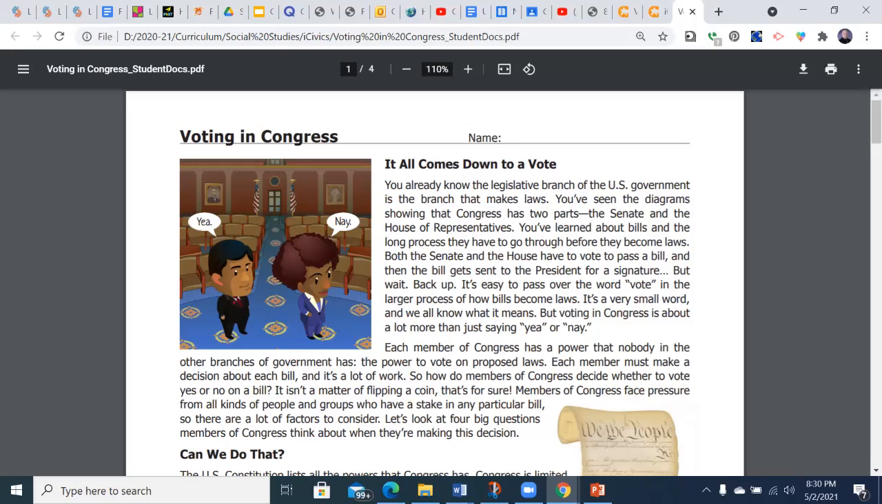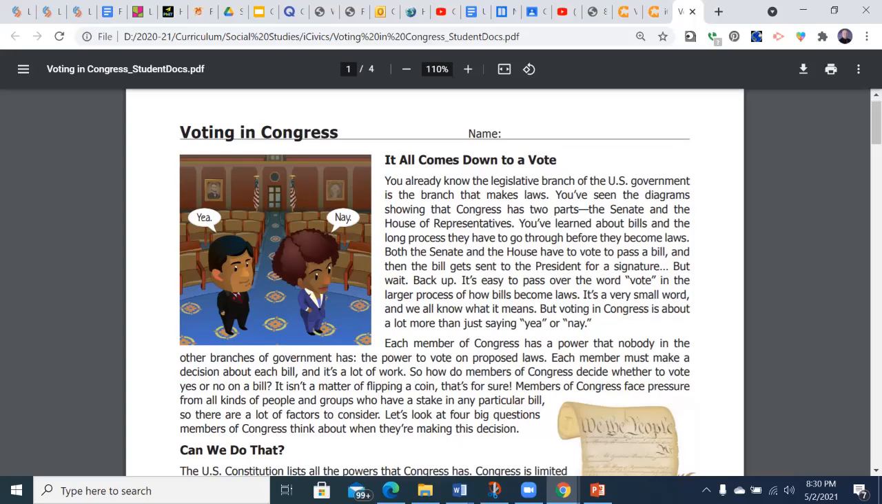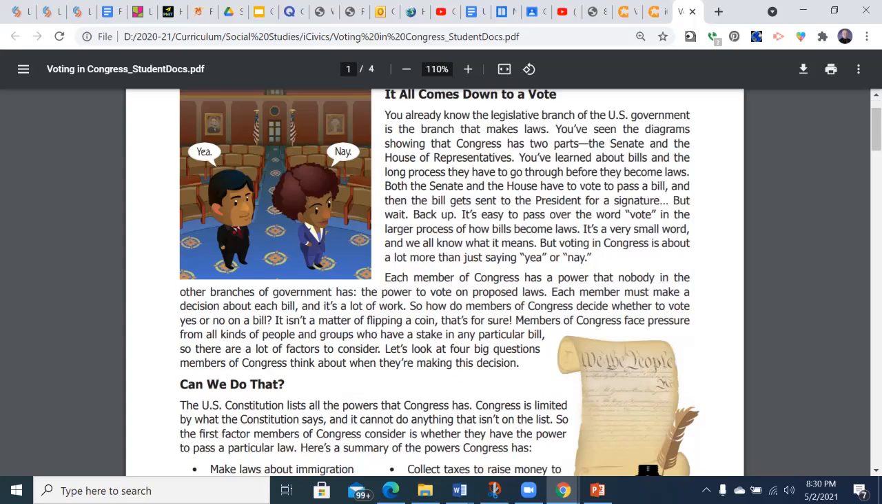But wait, back up. It's easy to pass over the word vote in the larger process of how bills become laws. It's a very small word, and we all know what it means. But voting in Congress is about a lot more than just saying yay or nay. Each member of Congress has a power that nobody in the other branch of the government has, the power to vote on proposed laws. Each member must make a decision about each bill, and it's a lot of work.